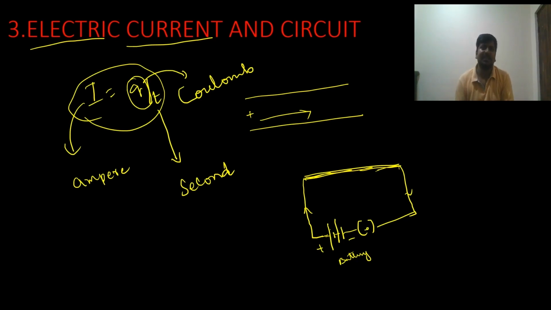What is the SI unit of current? Ampere. What is the SI unit of charge? Coulomb. What is the SI unit of time? Second. Okay, so what is an electric circuit?